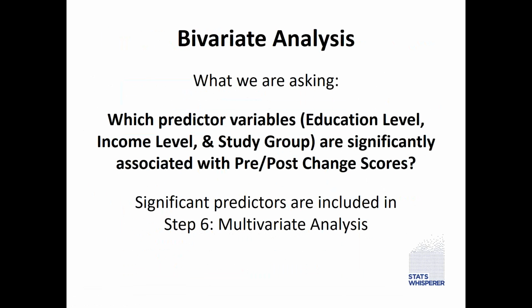Now, it's important to realize if a factor is significantly related to these pre to post test changes, we include it in multivariate analysis, which is the next step, step 6. This is almost like an elimination round. So they're either eliminated and not included in step 6, or they're significant and they are included in step 6.